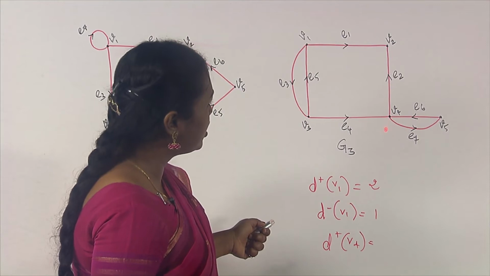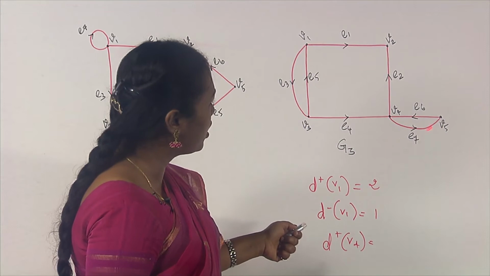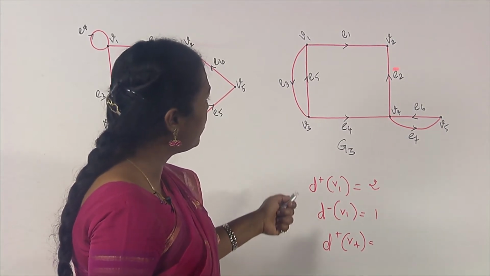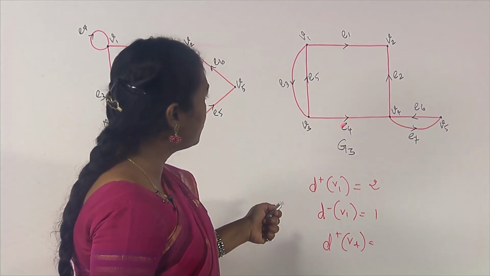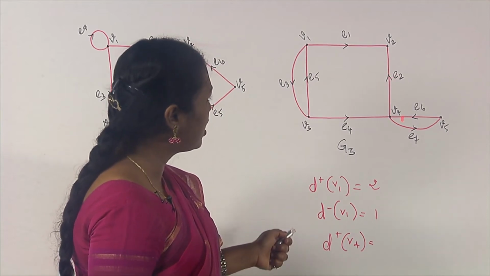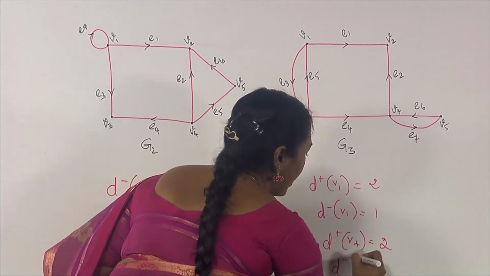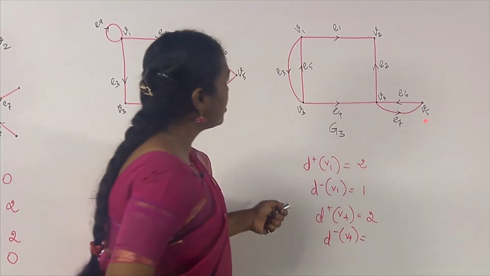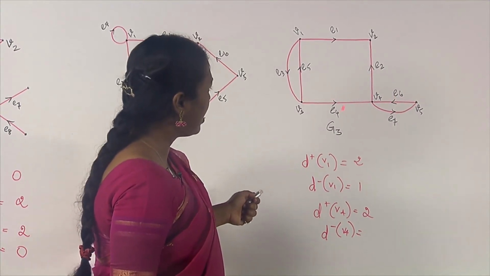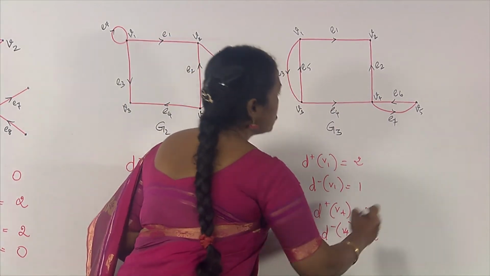So there is only one edge here, E7, which is going outside of V4 into V5, and there is one more edge here which is going outside of V4 into V2. Whereas this cannot be counted as out degree because it is coming inside V4. Therefore the out degree is 2. Then you have D minus of V4: there is one edge, namely E6, which is coming inside V4, and then there is the edge E4 coming inside V4. Together the in degree of V4 is 2.